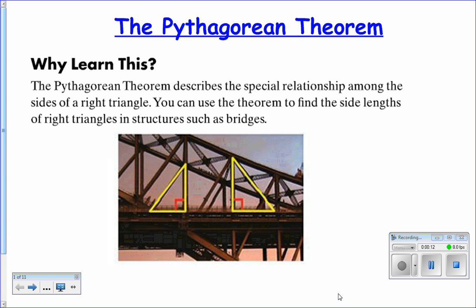So why are we learning this? Well, the Pythagorean theorem describes the special relationship among the sides of a right triangle. You can use these theorems to find the side length of right triangles in structures such as bridges.